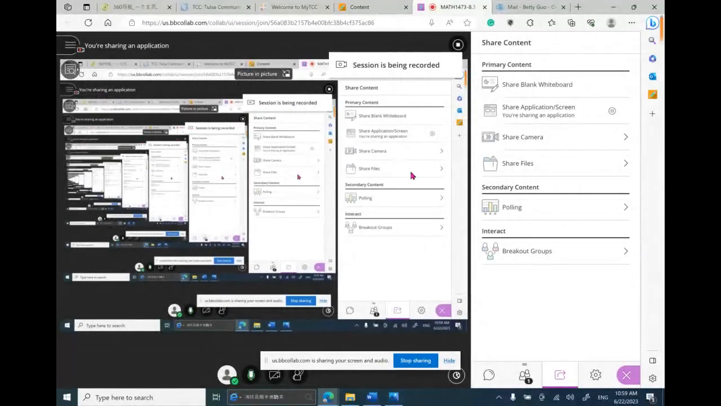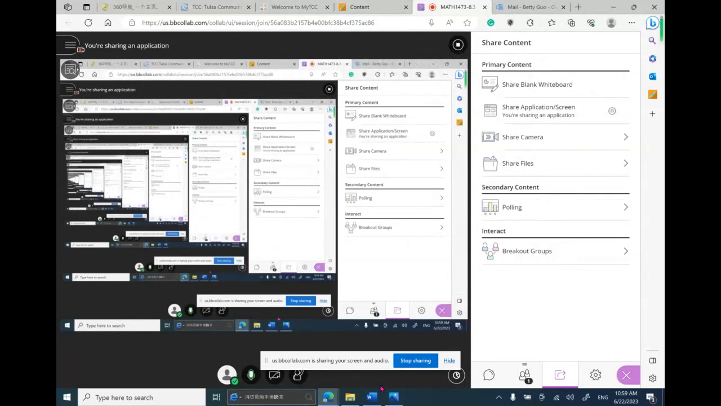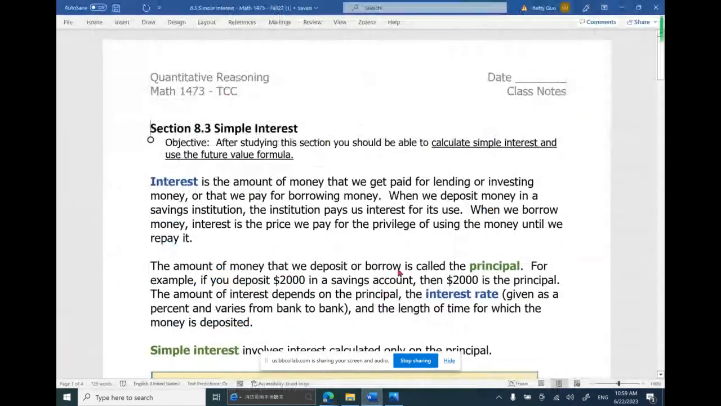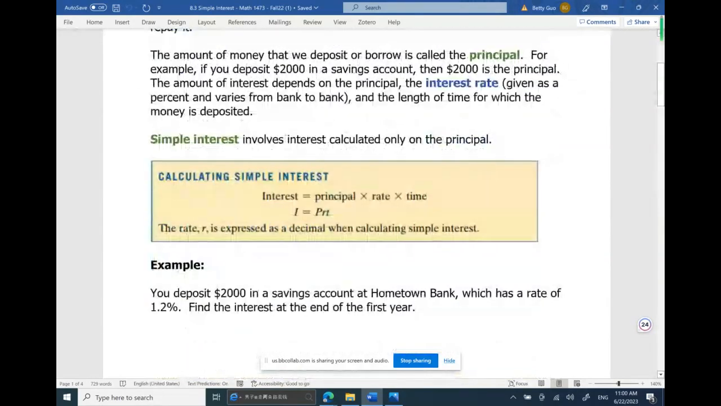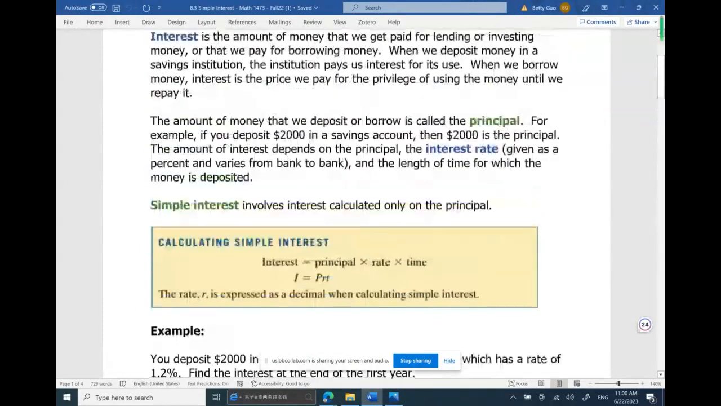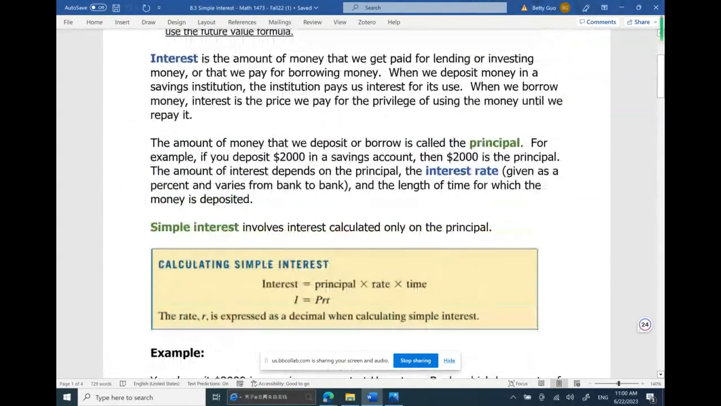Hello class, in this video we cover section 8.3, simple interest. We have two formulas to grasp and know how to apply them. The first formula is how do we calculate simple interest, I equals P times R times T. The second formula is how do we find the future value of the loan when the loan has simple interest.